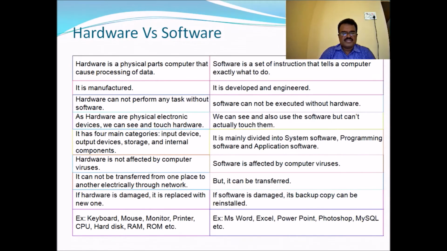Hardware examples are keyboard, mouse, monitor, printer, CPU, hard disk drive, RAM, ROM, etc. Examples of software: MS Word, Excel, PowerPoint, Photoshop, MySQL, etc. So these are the differences between hardware and software.